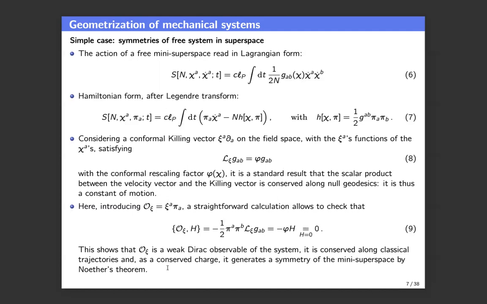Okay, so this means that this O psi associated to the conformal vector psi that you found is a weak Dirac observable of the system. So it is conserved along classical trajectories, and as a conserved charge, it will generate a symmetry of the mini-superspace by the Noether theorem. Okay, so you're happy with this. This is very direct to do, but when the potential is zero.